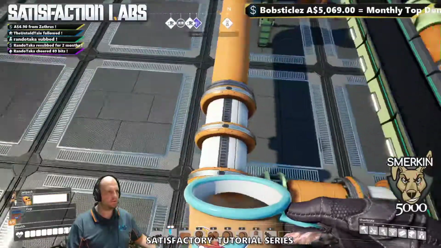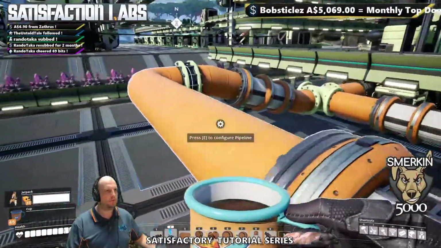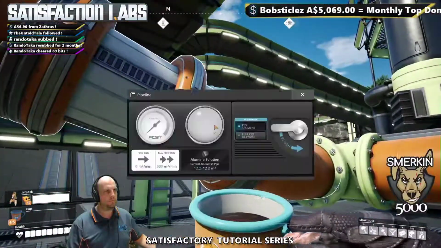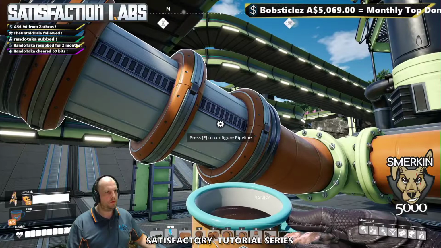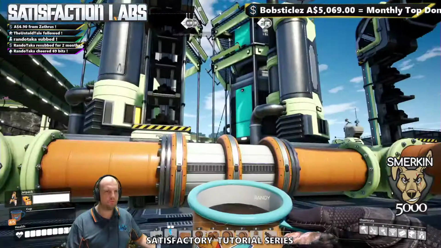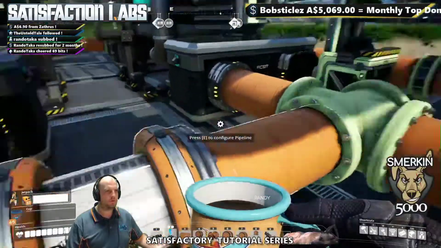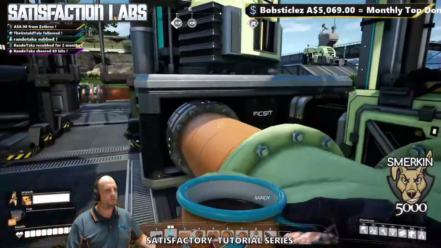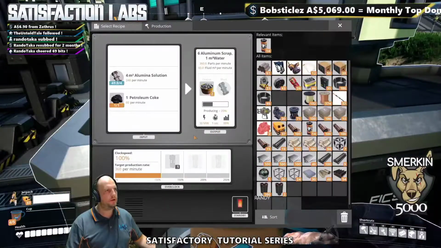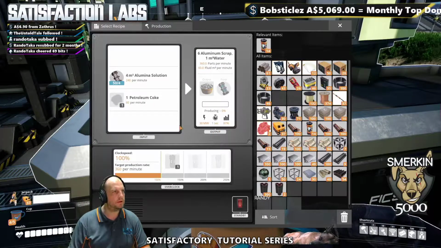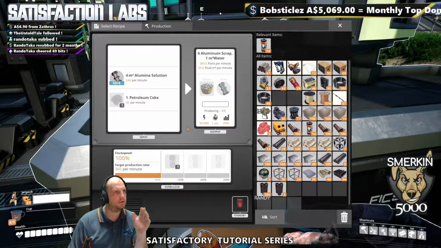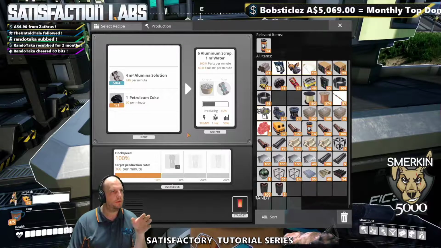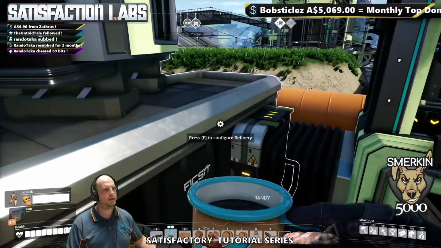And you can see here, these are the 2 aluminum lines, the alumina solution lines that are joined together as well, but feeding 2 refineries. These refineries have the petroleum coke required and the aluminum solution required. This is what outputs the water. There's extra water that gets output.